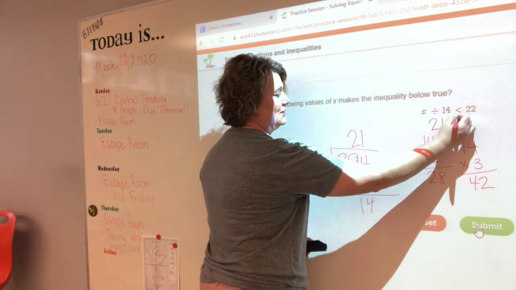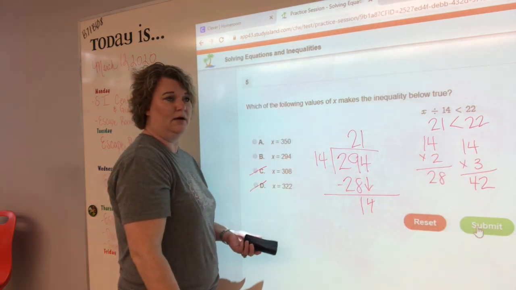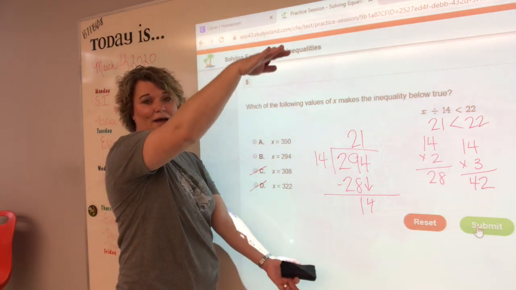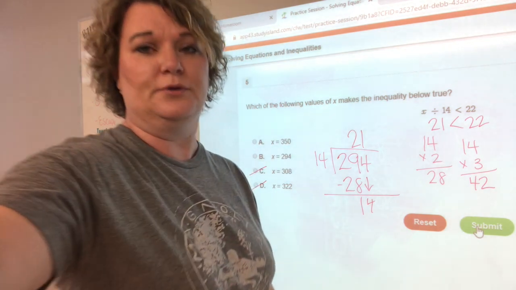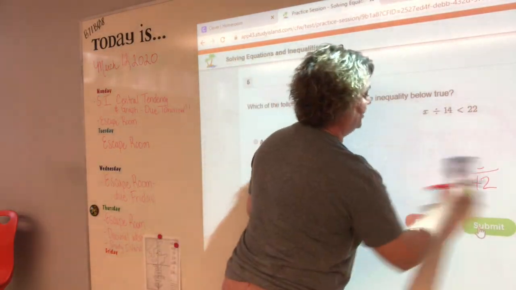So let's see if this makes sense. 21 is less than 22. Well, yeah, 21 is actually 1 smaller than 22. So that would make sense, since the big mouth would open to 22. So my answer has to be letter B.